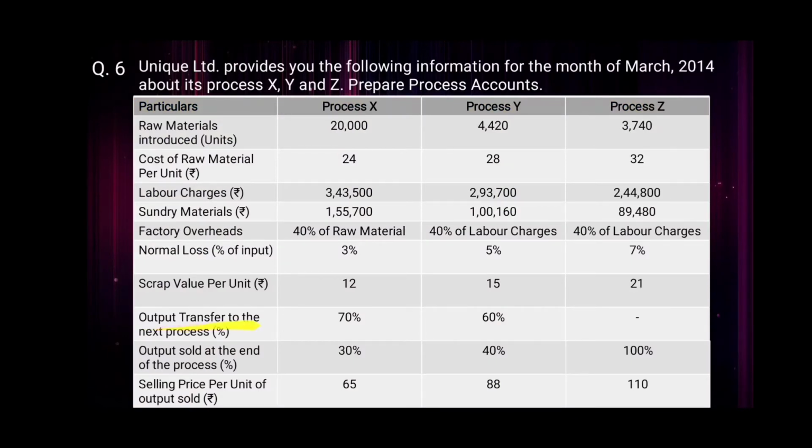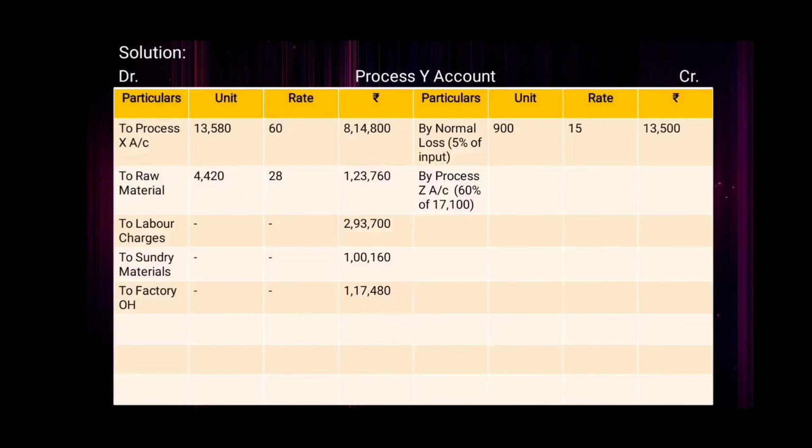Next, output transferred to the next process is given as 60% in process Y. So 60% of 17,100, which will be 10,260.